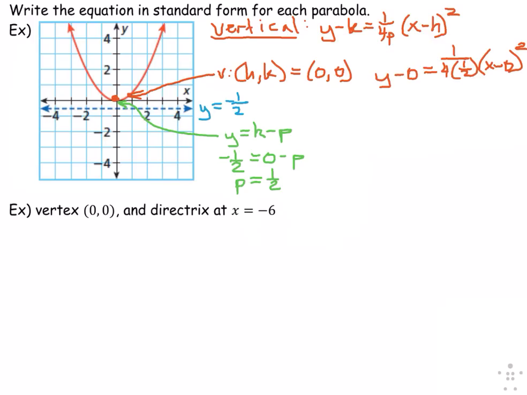So I substitute in the origin coordinates, 0, 0, and then I substitute in the p-value of 1/2, and I simplify. And there's the answer.